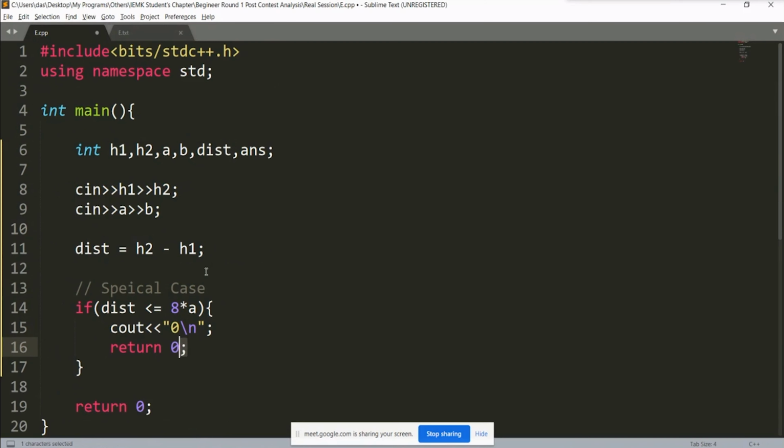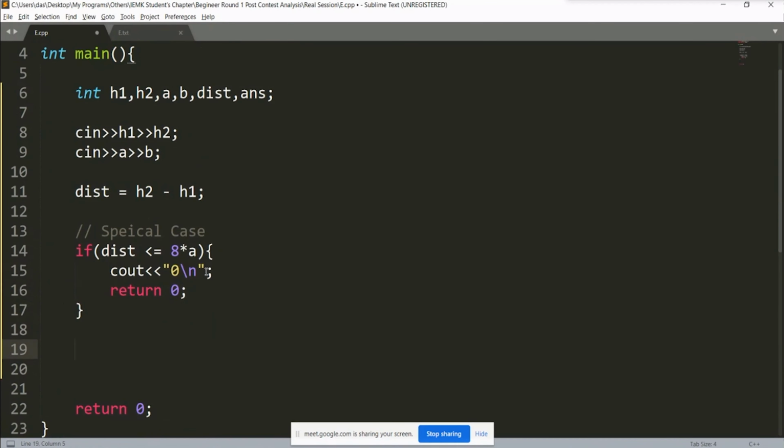I'm terminating the program from here. If I hit this, then straight away I print the answer and then I exit. Okay, now then what I do is the 0th day is over. So the remaining distance is 8 into a. I'm subtracting this distance covered in the 0th day. So we are left with the remaining distance.